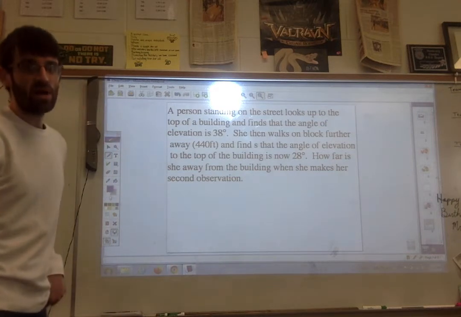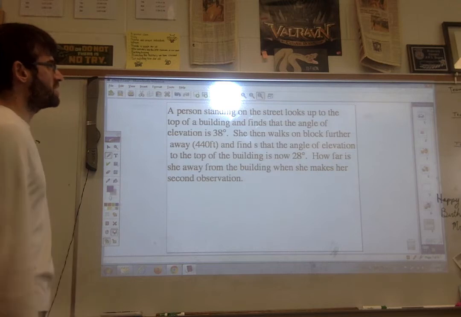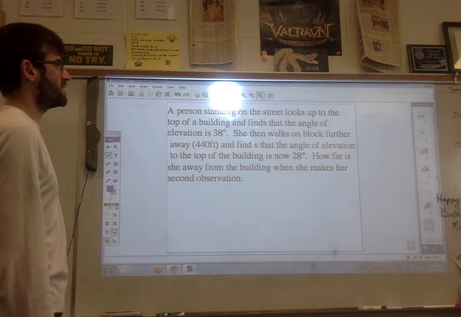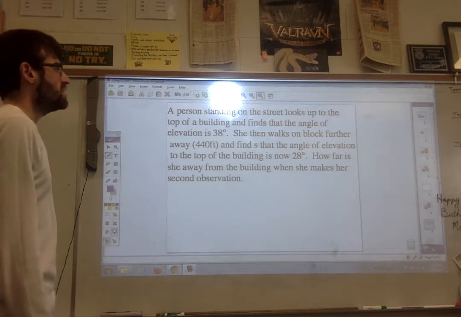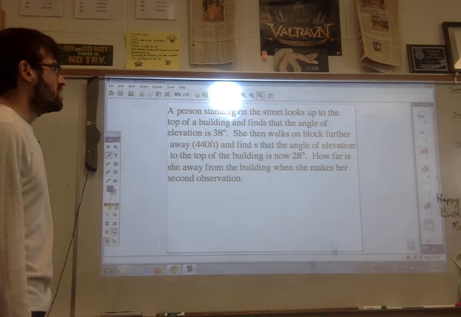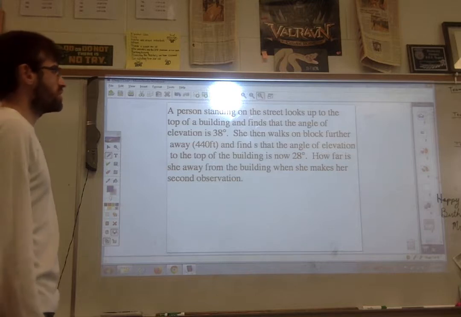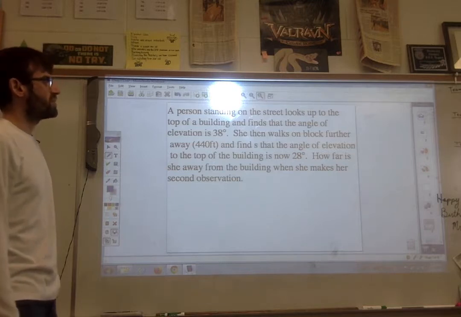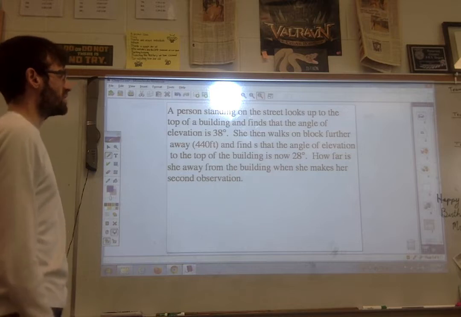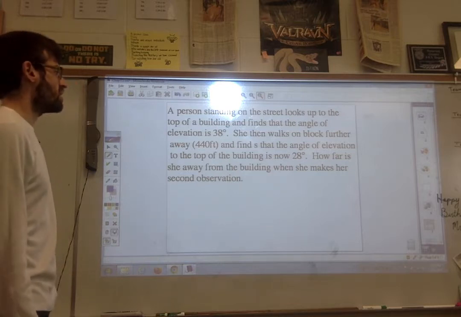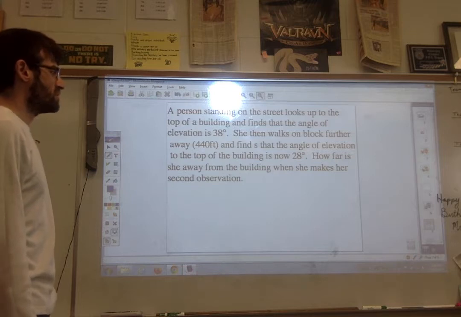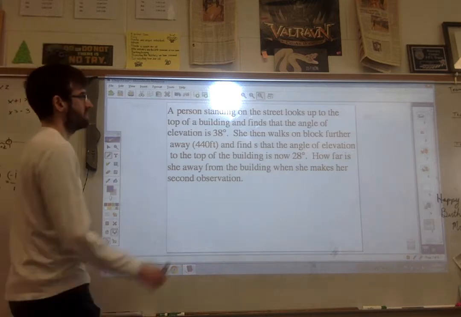So here's the next problem. It says a person standing on the street looks up to the top of the building and finds that the angle of elevation is 38 degrees. Then she walks 1 block further, which is 440 feet, and finds that the angle of elevation to the top of the building is 28 degrees. How far is she away from the building when she makes her second observation?